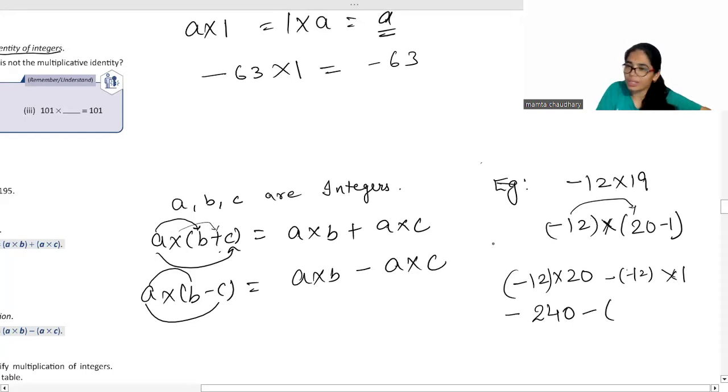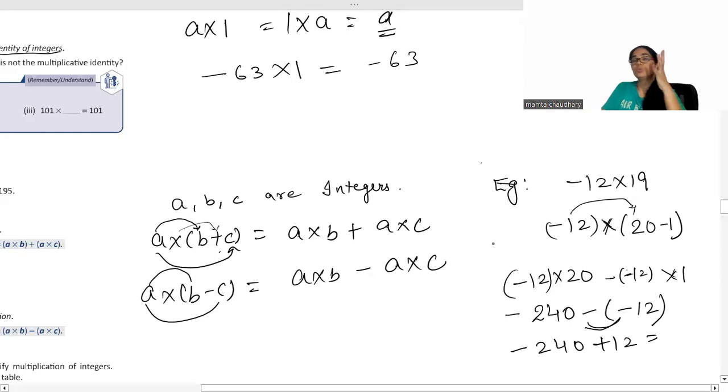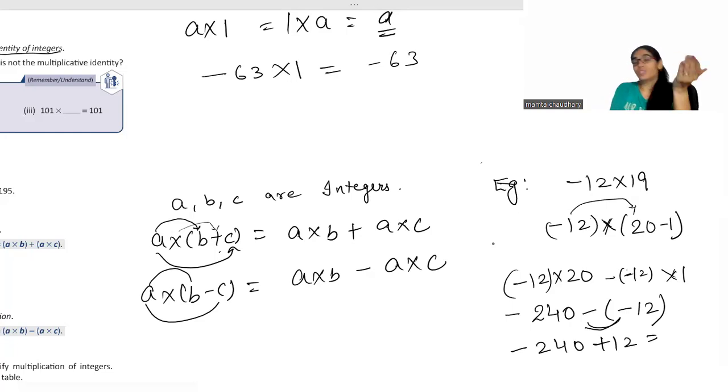I'm writing this one in a bracket again because it will come negative. So negative into positive will come negative. 12 ones are 12. Now this 12 has two signs together, negative and negative. If both the signs are the same, it will be converted into plus. So minus 240 plus 12. Now it is easy to add or subtract, right?